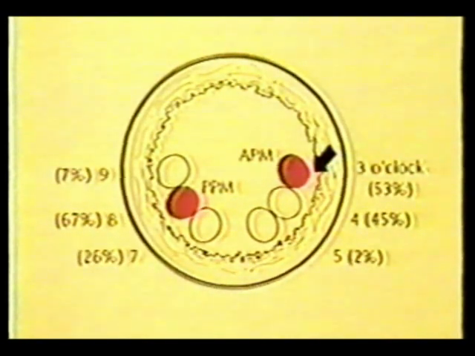The positions of the papillary muscles may vary from individual to individual. As you can see in this drawing, the most common location for the anterolateral papillary muscle is the 3 o'clock position, and the 8 o'clock position is the most frequent for the posteromedial papillary muscle.